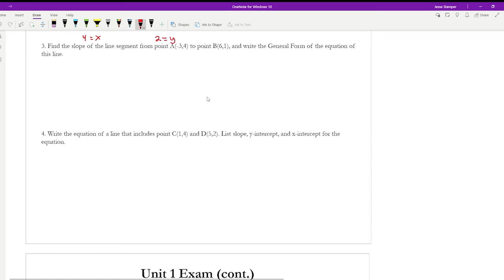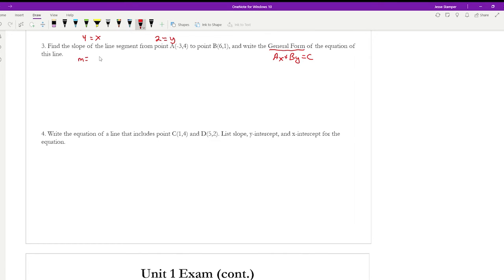All right, on number 3, I asked you to find the slope of the line segment from point A, negative 3, 4, to point B, 6, 1, and write the general form of the equation of this line. Now remember, general form of the equation is AX plus BY equals C. That's the general form. So my answer has to be in that form. Now, we need to find the slope.